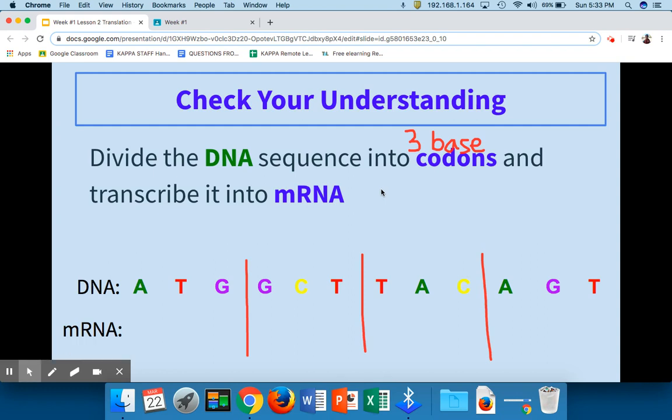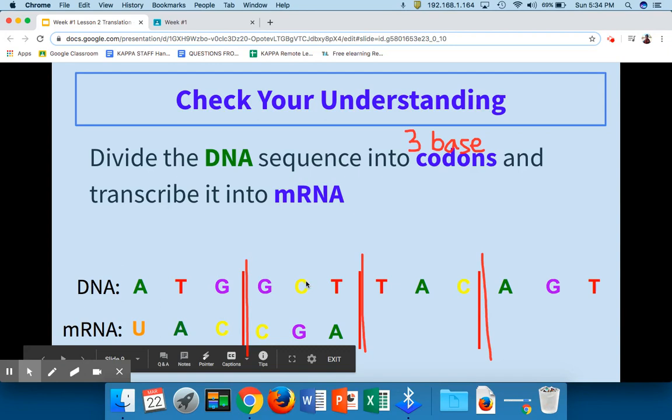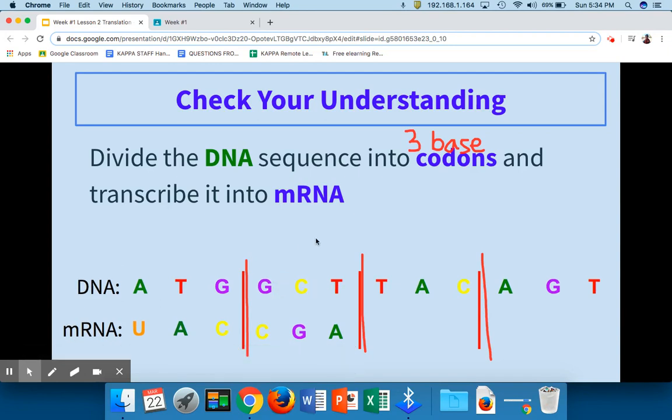So this is really similar to the do now. So ATG would transcribe into UAC, GCT would transcribe into CGA, TAC would transcribe into AUG, and AGT would transcribe into UCA.